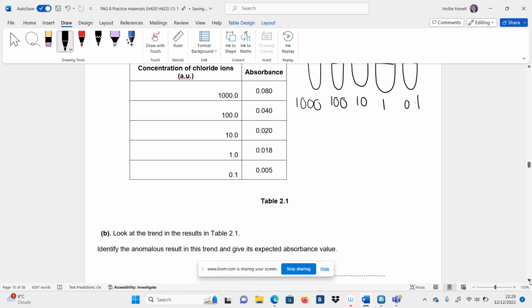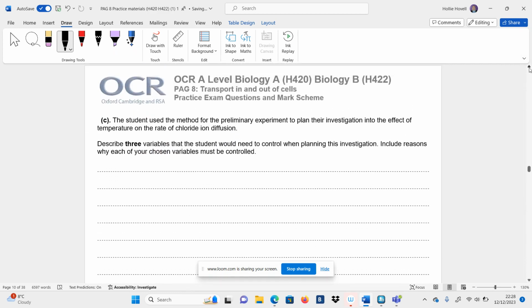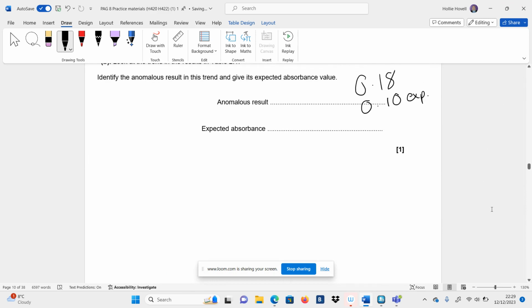Look at the trend in the results in table 2.1. Identify the anomalous result in this trend and give its expected absorbance reading. So we're looking for the trend. So we got 0.8, 0.4, 0.2, 0.1, but it's 1.8, which is actually more like 0.2. And then we'd expect that to be 0.5, which seems fine. Okay, so it's going to be 0.18. We'd expect it to be 0.10 expected. All right. Doesn't quite follow the pattern. Oops, where have I gone? Yeah, done.